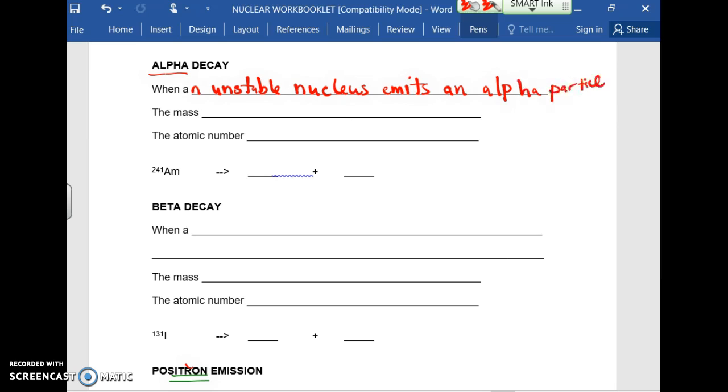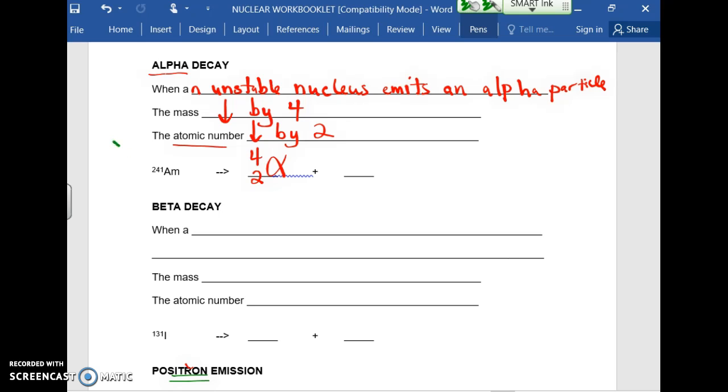Now, it should make sense that if I'm getting rid of an alpha particle, the mass is going to decrease, and it's going to decrease by 4 atomic mass units. While, since alpha particles consist of 2 protons, if I'm going to get rid of 2 protons, the atomic number has to decrease by 2. And I'll show you. It should be relatively easy to see.